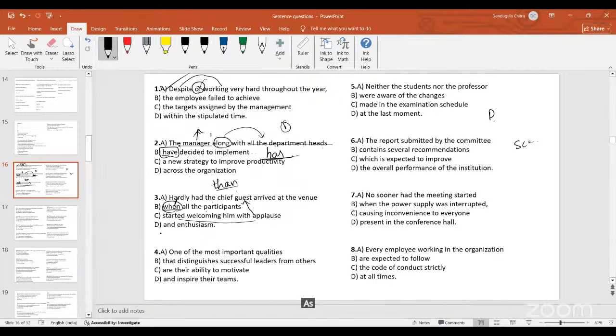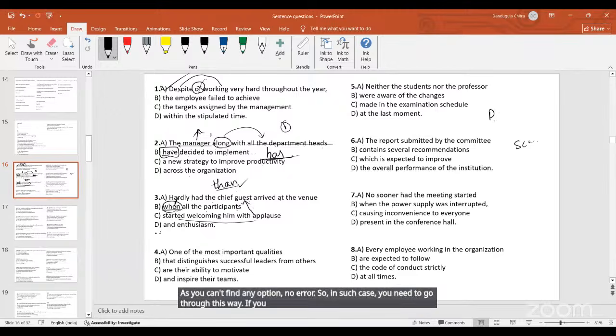As you can't find any option, no error. So in such case, you need to go through this way. If you find any option like no error, then you can opt for that.